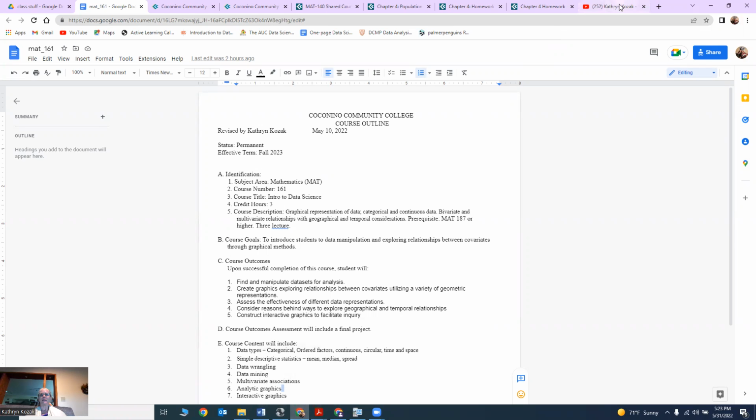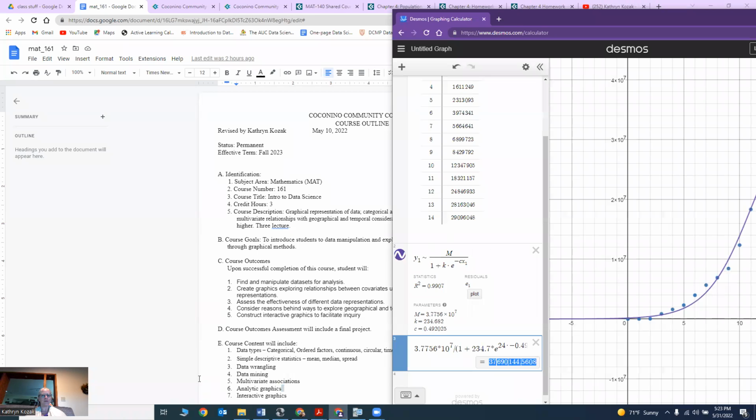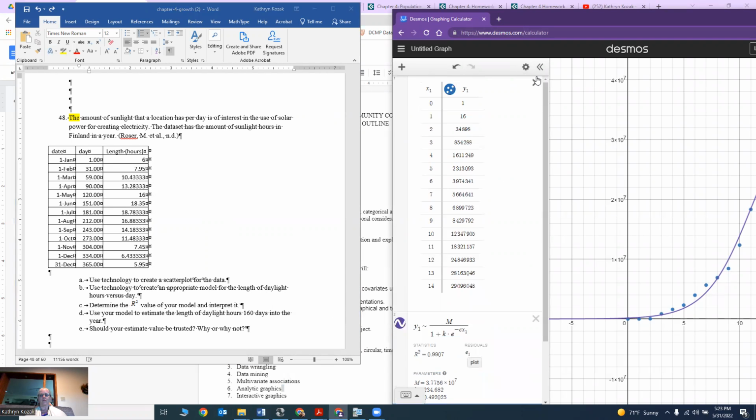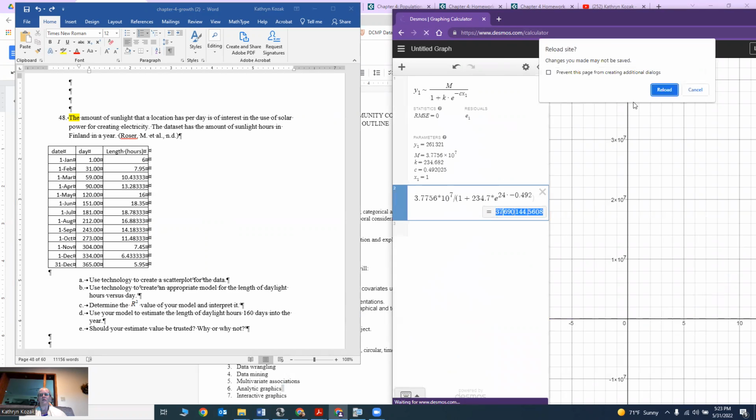Oops. Where's my Desmos? Sorry about that. There's my Desmos. Okay. So we're going to use Desmos for this. I'm going to go ahead and just reload Desmos.